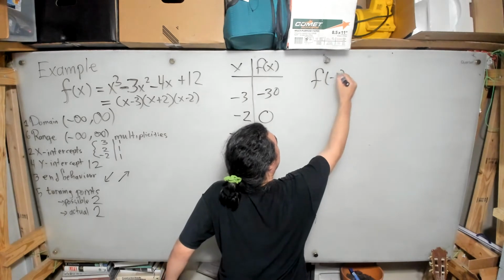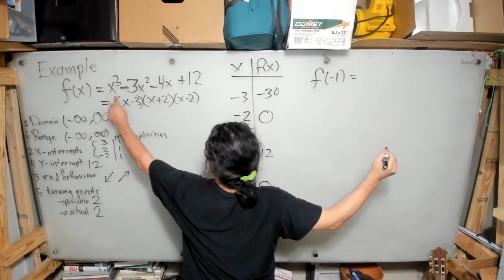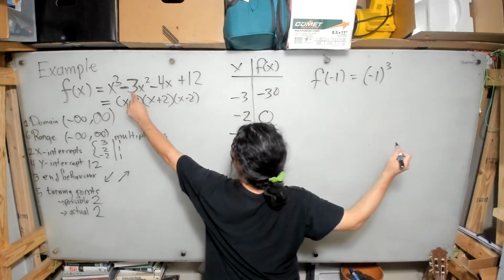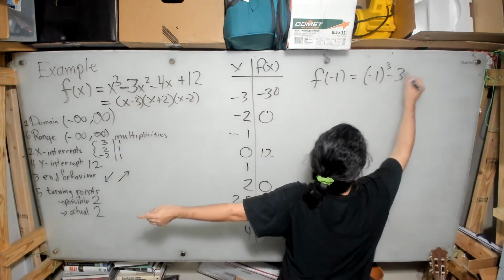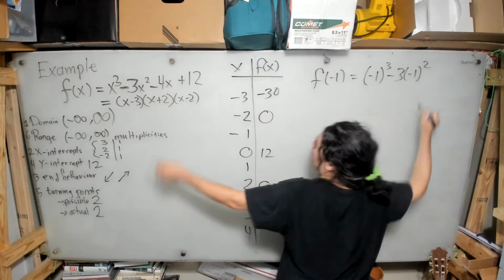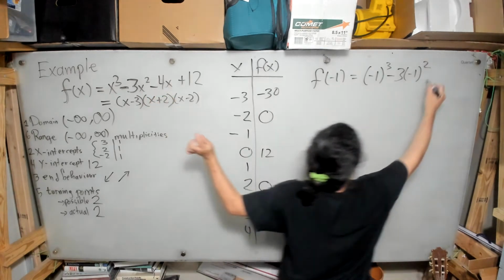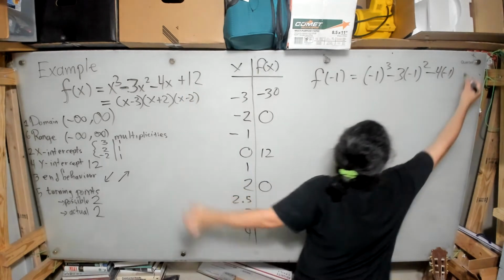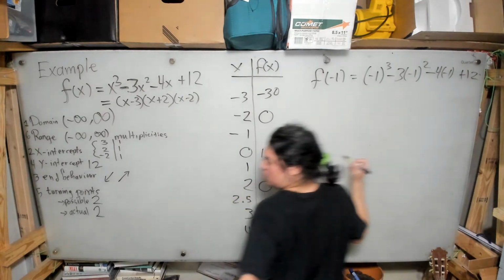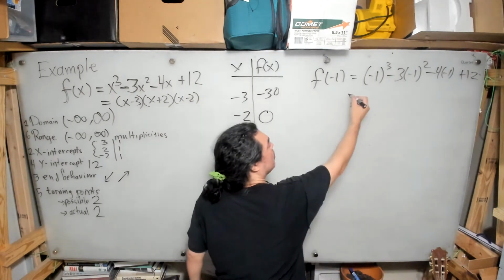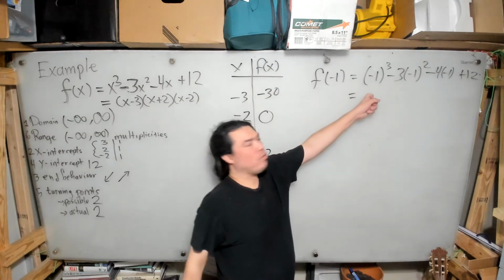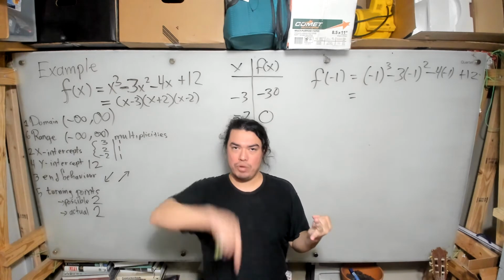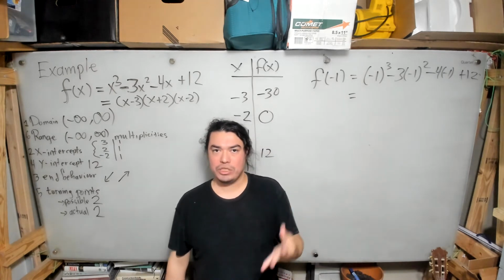f of negative 1 is equal to negative 1 cubed minus 3 times negative 1 squared minus 4 times negative 1 and then plus 12. So I begin by asking myself, what is negative 1 cubed? That's negative 1 times negative 1, which is positive 1, times negative 1 again, which is negative 1.